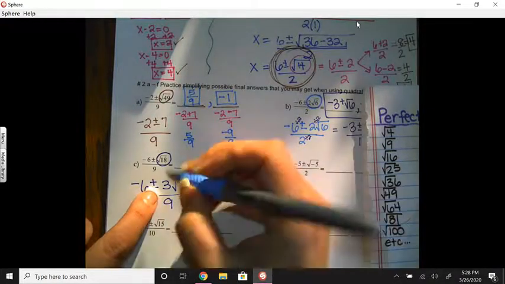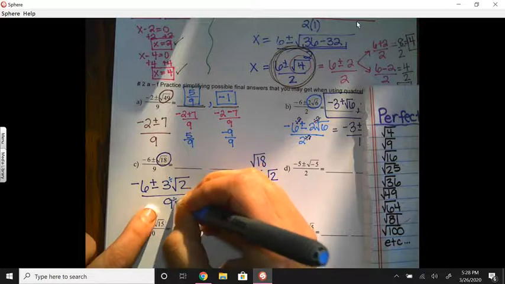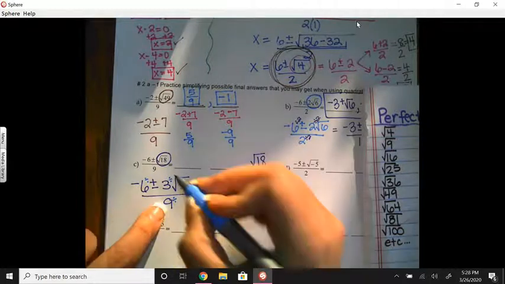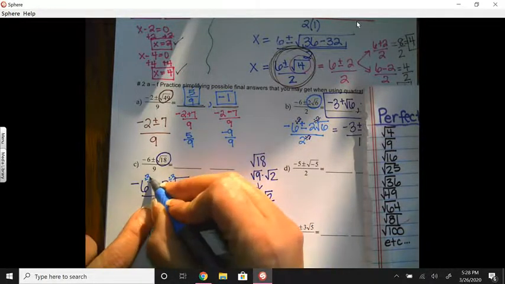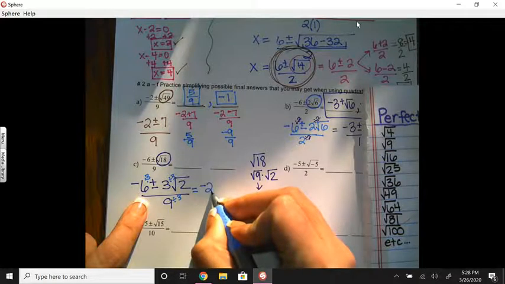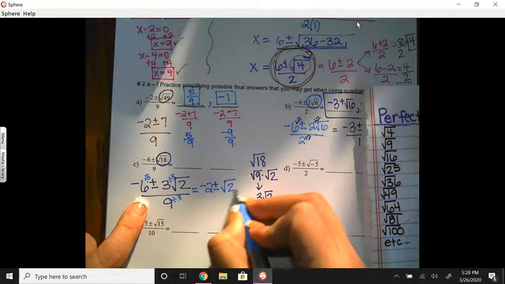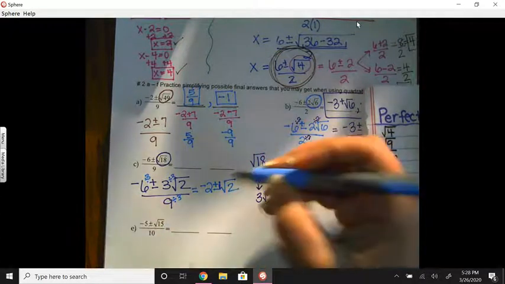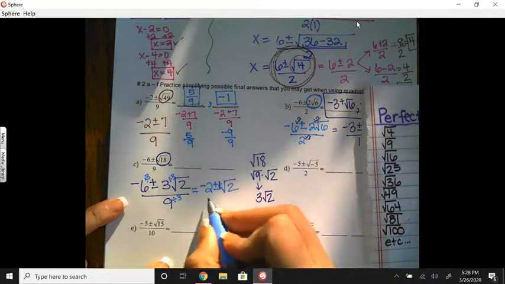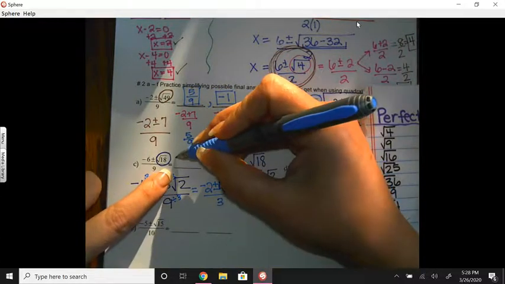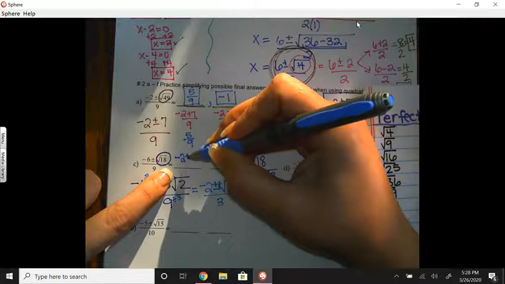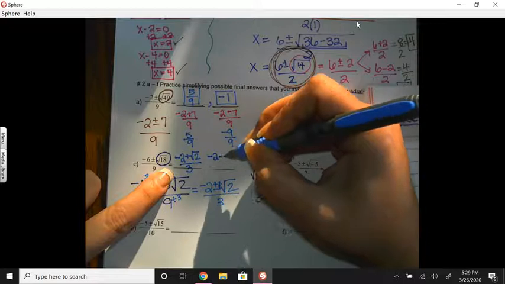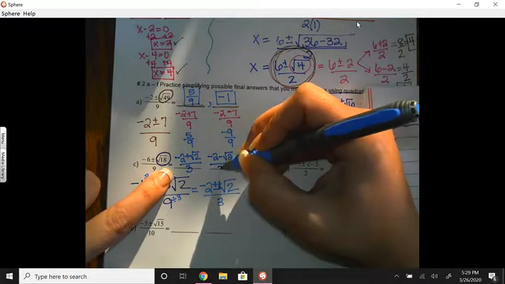Then you ask yourself, can anything go into all 3 of these numbers here, not the 2? And so since 3 goes into all of them, we'll go ahead and divide them all by 3. So we'd get negative 2 plus or minus the square root of 2. So again, if you put a 1 here, you don't need to, because 1 in front of a radical just means times. So our final answer would be negative 2 plus square root of 2 over 3, and then negative 2 minus square root of 2 over 3.